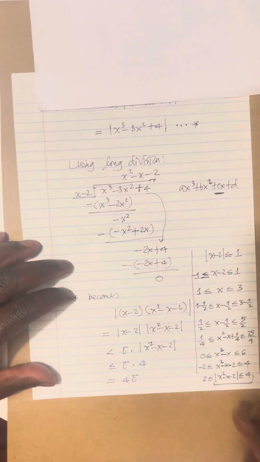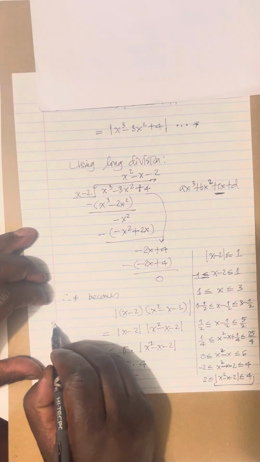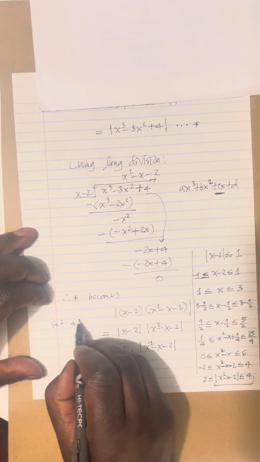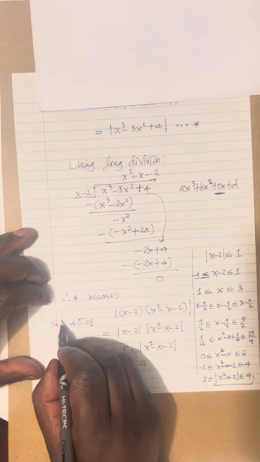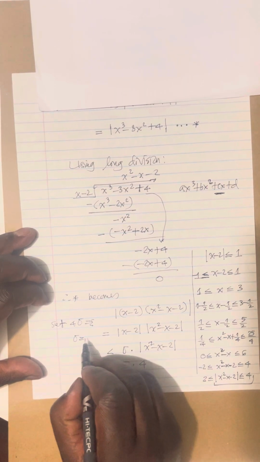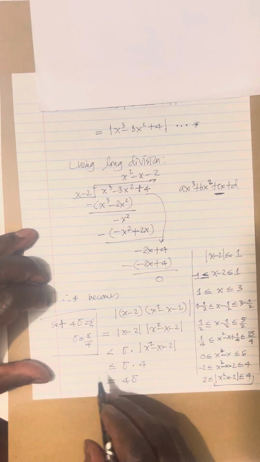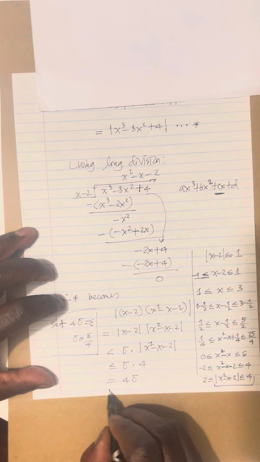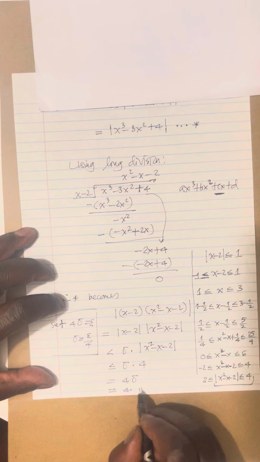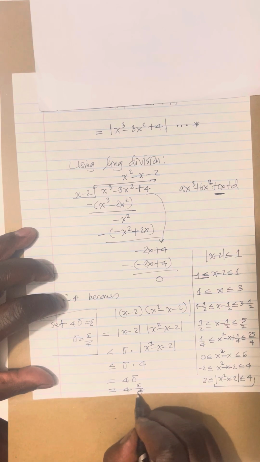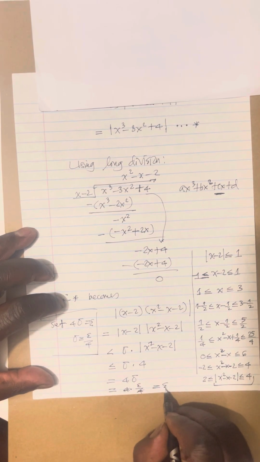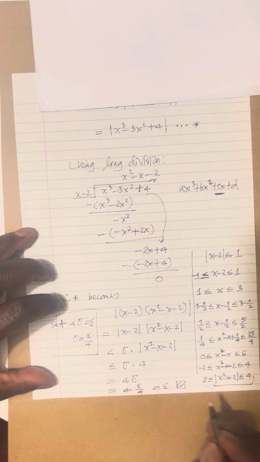And like I've said in the previous videos, set 4 delta to be equal to epsilon, and solving for delta, you get delta equals epsilon over 4. And bringing this expression there, you're going to get 4 times epsilon over 4, and the 4's cancel, and your answer is epsilon, which should be the end of the proof.